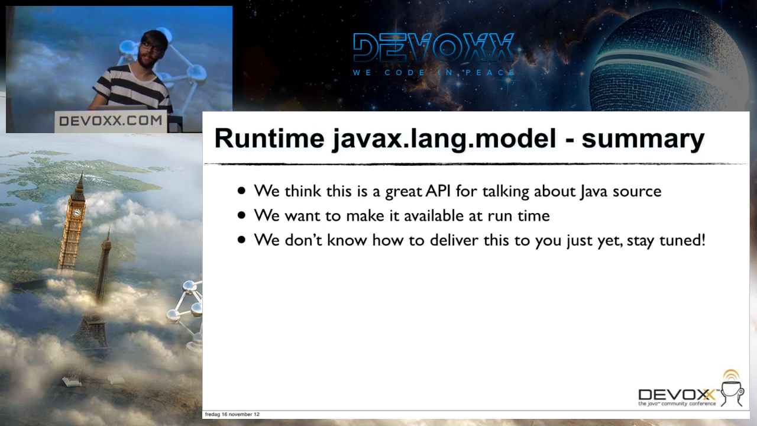So, wrapping up the language model. We, and I especially, think this is a great API, not just a good API, it's a great API for talking about Java source. Unfortunately, it's only available at source time, and we are working on changing that, so we want to make it available at runtime as well. And unfortunately, there are too few of us, so we haven't been able to finish this just yet. We don't know how we're going to deliver it to you, but we are working on it. Stay tuned.